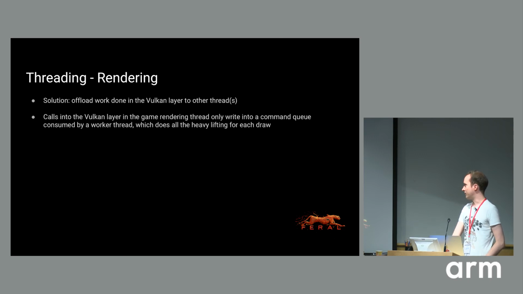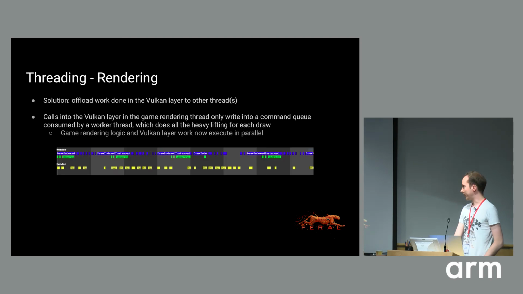So graphics API calls by the game's rendering thread just write commands into a queue, and these get consumed asynchronously by a worker thread, and that goes and does all the heavy lifting for each draw. What that effectively means is that we're now doing the work in the Vulkan layer in parallel with all of the rest of the rendering logic on the game's rendering thread. You can see there that the yellow blocks are the calls from the game's rendering thread, and they're just queuing the commands, and they're taking much less time, so we can now do all of that in parallel with the work that we're doing.